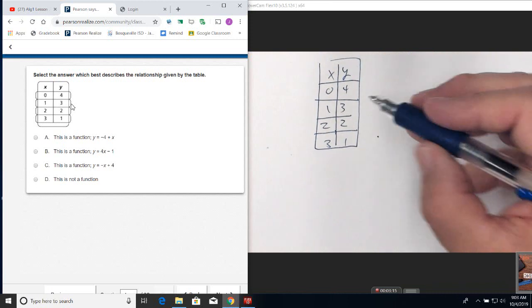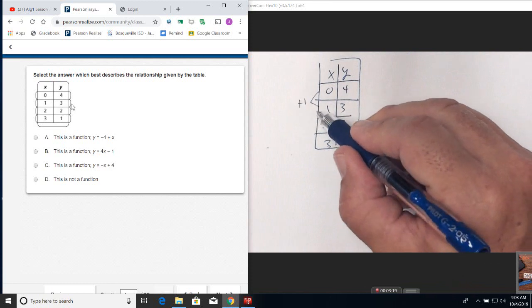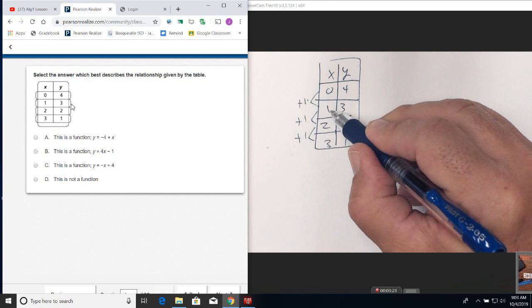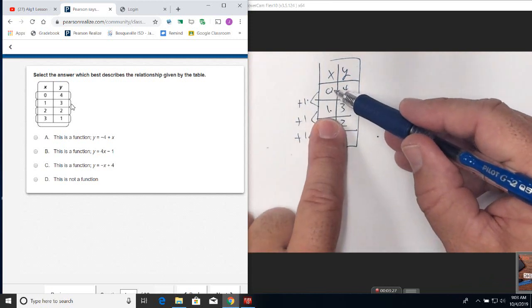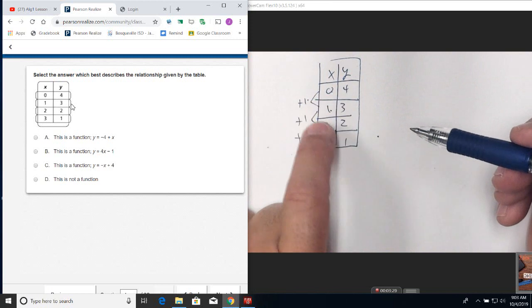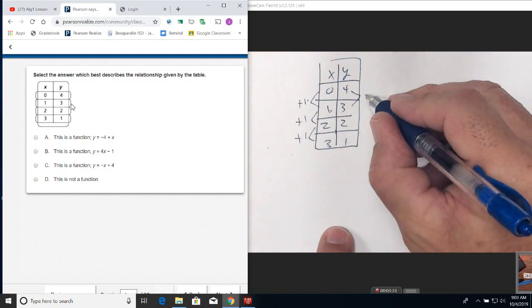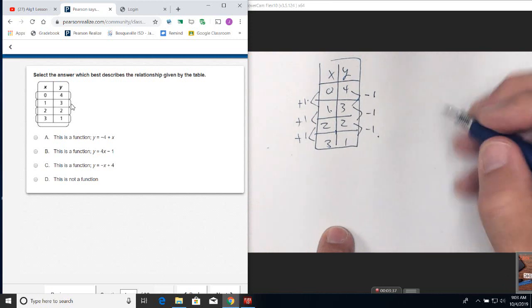All right, so look at this. We're going to see if there's a pattern. Look at my X's. My X's are increasing by 1. Do you agree? So 0 plus 1 is 1. 1 plus 1 is 2. Or they have a common difference of 1. Right? If I subtract the latter minus the previous, I get 1, 1, 1. What about my Y's? What's happening with them? It's going down by 1. Down by 1. Down by 1.